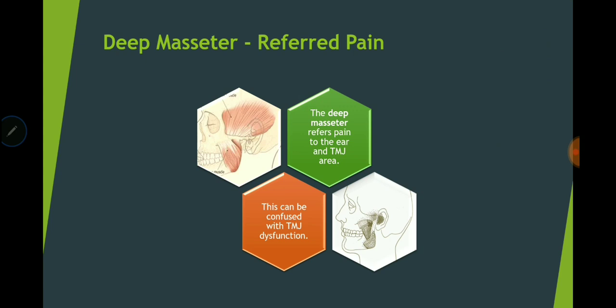All right. So the deep masseter. You have to know that the masseter has two heads. You can see the superficial head, which is big, and then you have the deep head. So you have to keep that in mind. The deep masseter refers pain to the ear and TMJ region, and the deep masseter referred pain can be confused with TMJ dysfunction. So you have to palpate all the areas of the face. Make sure that none of them are more tender than the other ones.